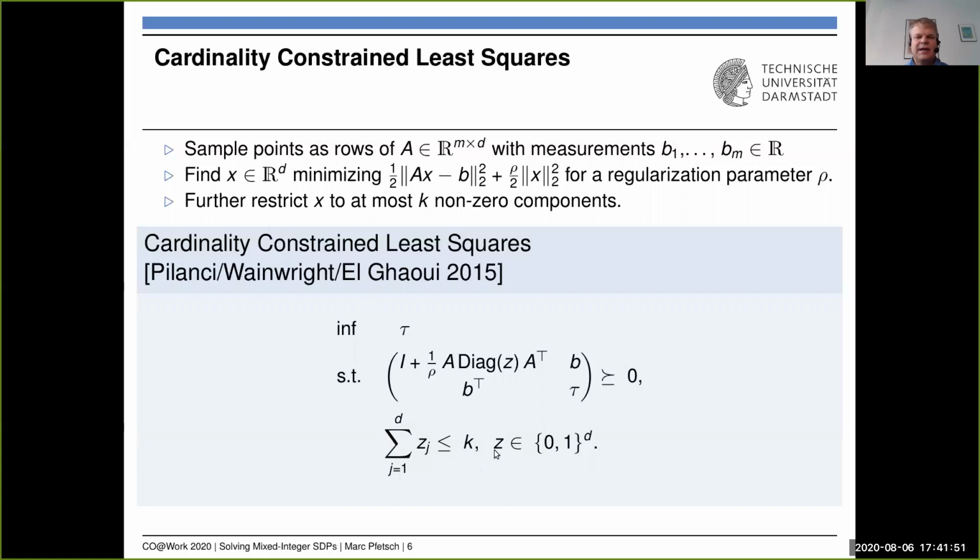In fact, the z_i are 1 if the corresponding component of x is non-zero and 0 otherwise. So this is another class of mixed integer SDPs.